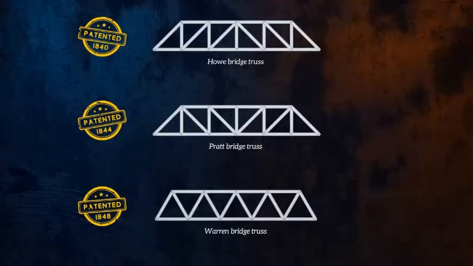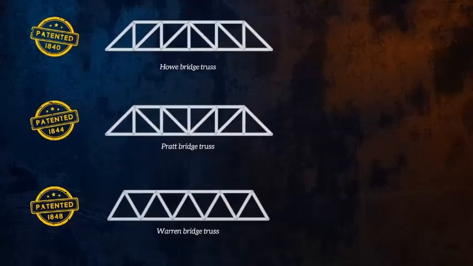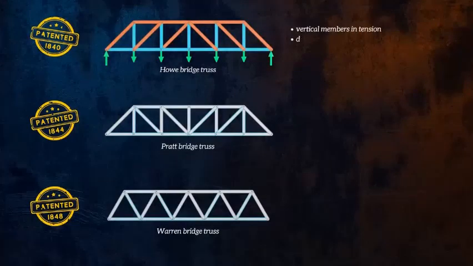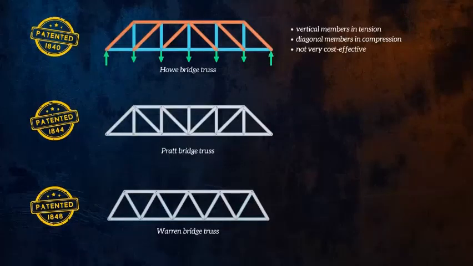We can learn a lot about truss design by figuring out which members are in tension and which are in compression. Let's start with the Howe truss. We can see that its vertical members are in tension, and its diagonal members are in compression. Members in compression usually need to be thicker than members in tension to reduce the risk of buckling. This means that the Howe truss isn't very cost effective, since the diagonal members, which need to be thicker, are quite long. The Pratt truss addresses this issue.